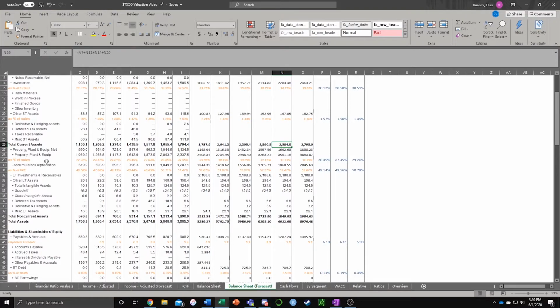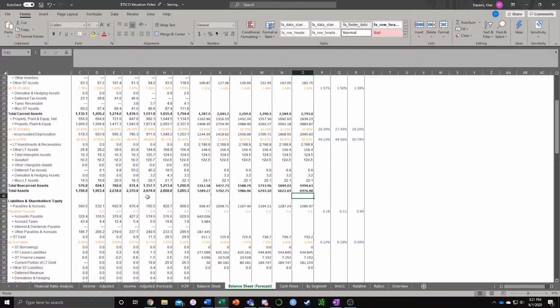So moving on to property, plant, and equipment, we can see that accumulated depreciation here is a percentage of PP&E because that's what it's going to be, right? Then we have our non-current assets here being added up, and that's continued forward, and then we could sum up our total assets here.